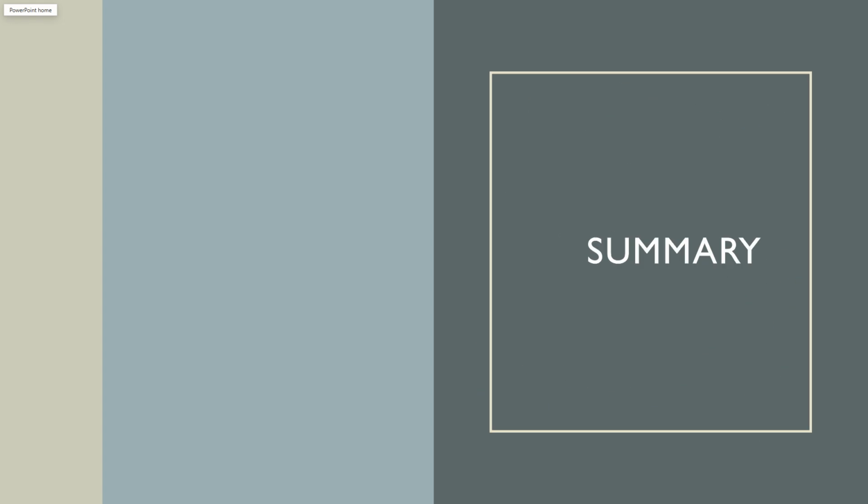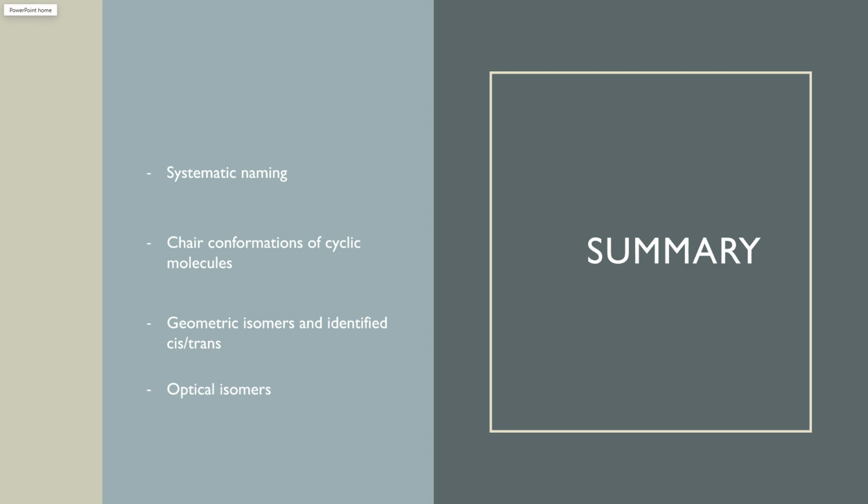A quick summary. We talked about systematic naming, chair conformation and their relative population at equilibrium. We also talked about geometric isomers and identified the cis and trans isomers. And then finally, we talked about optical isomers and how we differentiate between the 2 enantiomers.